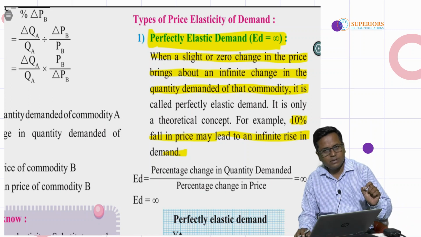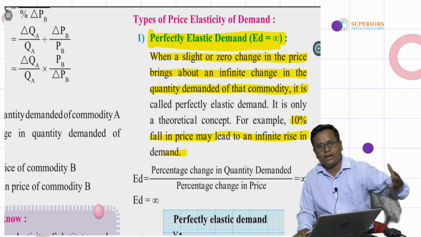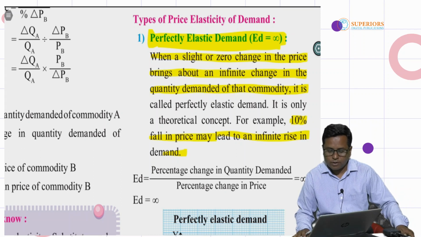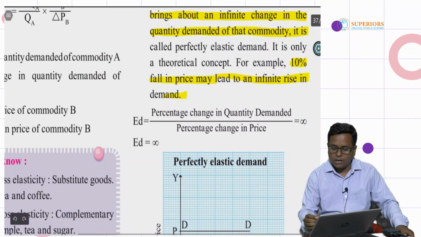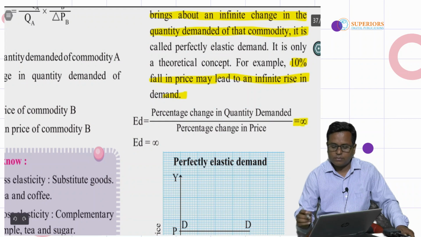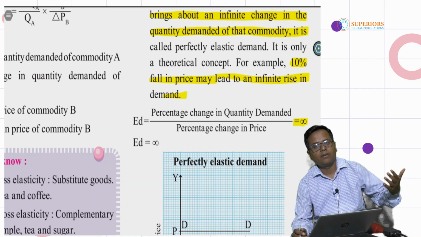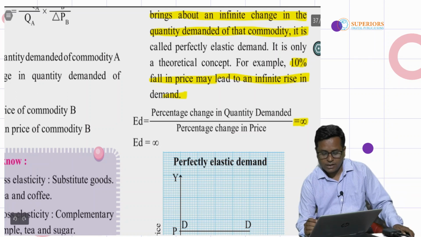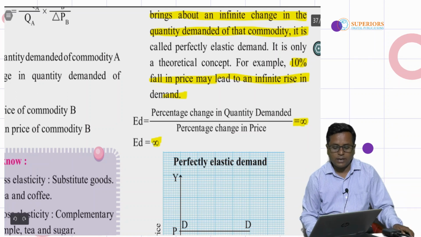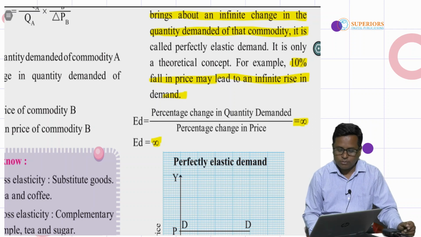A 10% fall in price results in an infinite change in quantity demanded of a commodity. Here the numerical value of price elasticity of demand will be infinite. Okay, remember this sign of infinite.